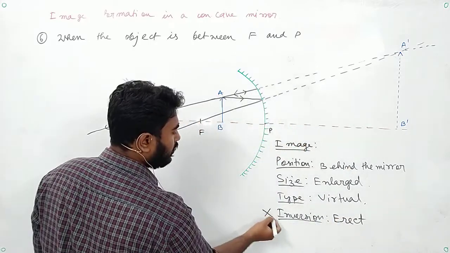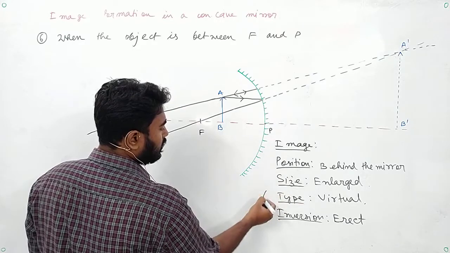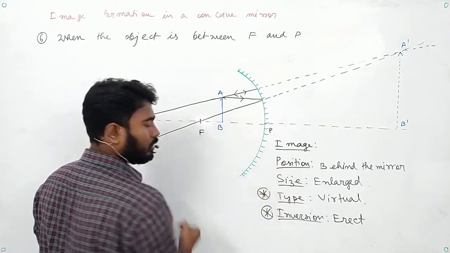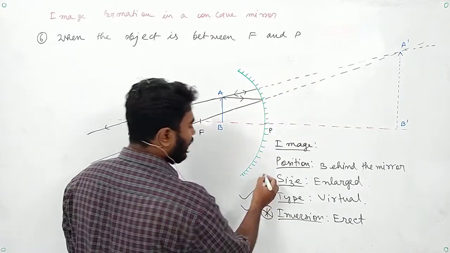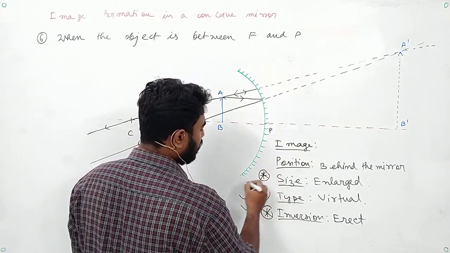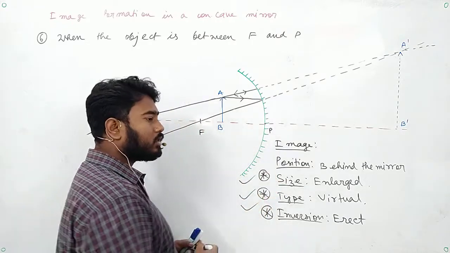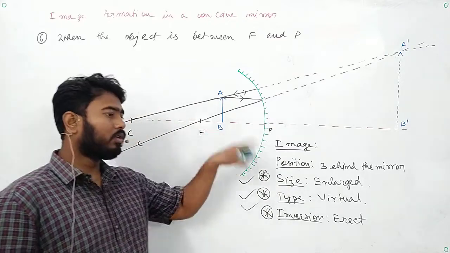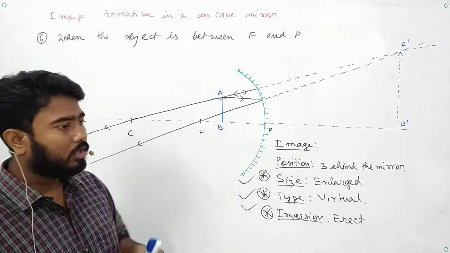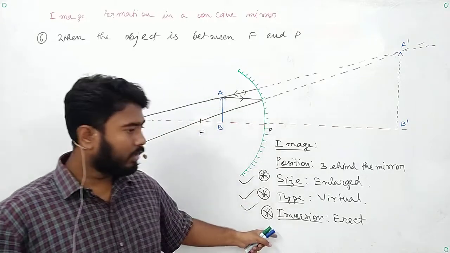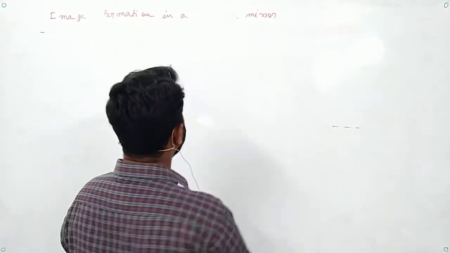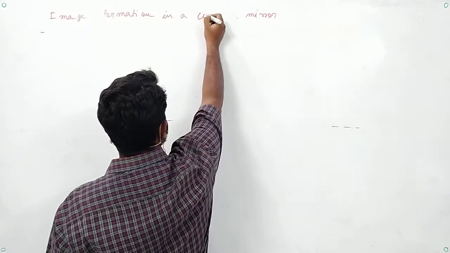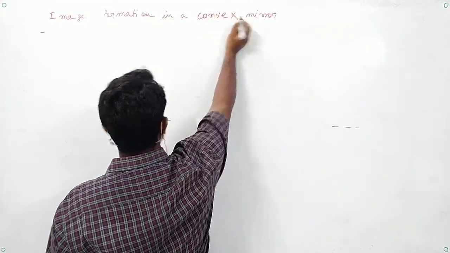This is a very important point. Okay, you must keep these two important points along with enlarged. This will create the difference between concave mirror and convex mirror for the same type of image formation. Okay, so very important point, all of you write this down. Okay, image formation in a convex mirror.